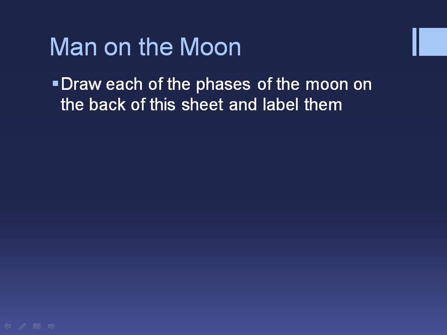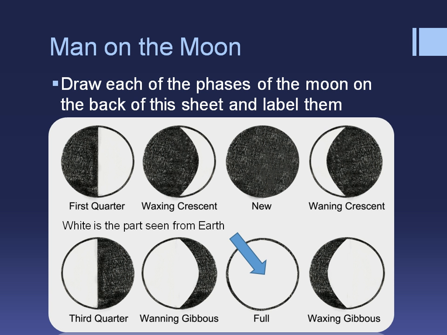The last part of the Man on the Moon investigation that's on the quiz says to draw each of the phases of the moon on the back of this sheet and label them. As you can see here, we have the first quarter and the waxing crescent. Those are, of course, lit up on the right-hand side. Then we have the new moon, which is fully darkened, the waning crescent on the left, the third quarter lit up on the left half of the moon, the waning gibbous where most of the moon is visible but it's getting smaller because it's waning, the full moon, and the waxing gibbous.